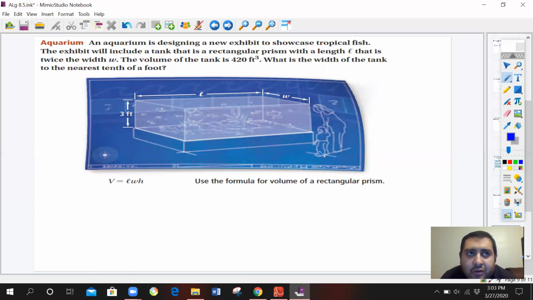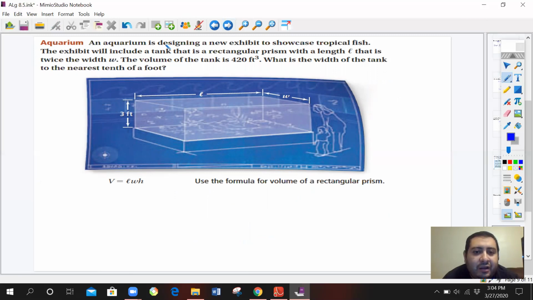Here we have a real world scenario. Every time we have a real world scenario, we do not include the negatives. We only focus on the positive numbers, because in real world scenarios, there's no negatives.